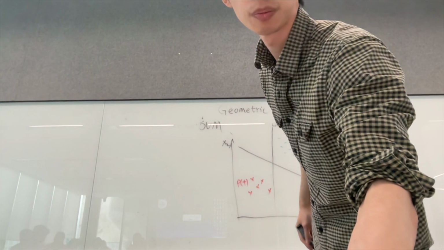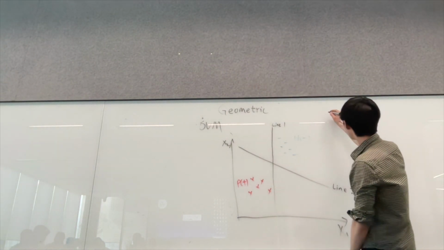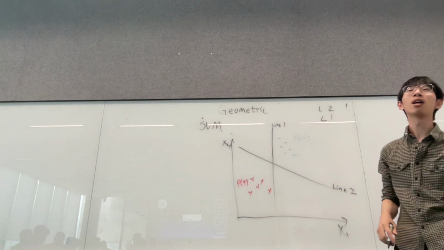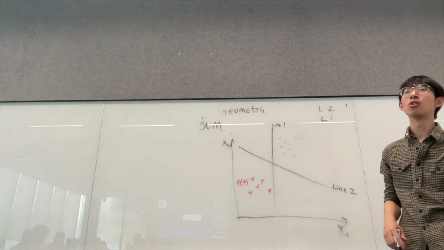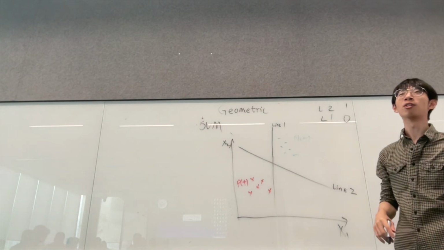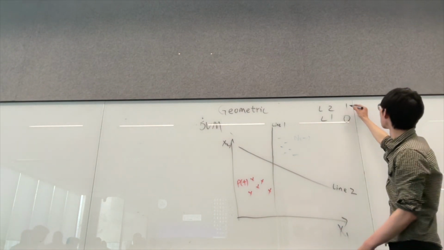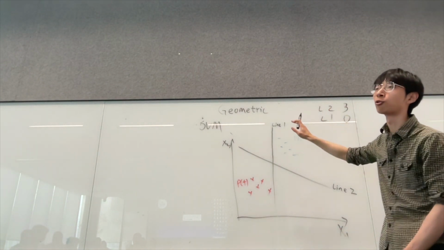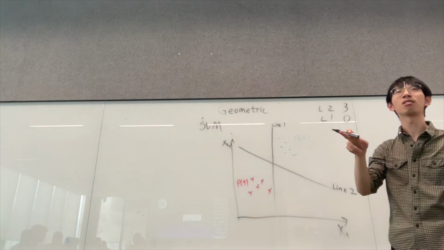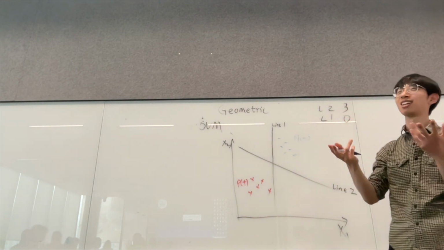Line 2. Okay. Line 2, 1 volt. Anyone choose line 1? No, line 1? 0. So how about other people? Line 2, 3. Okay. I assume all of you choose line 2. No other choice? Nope. Can you explain it?